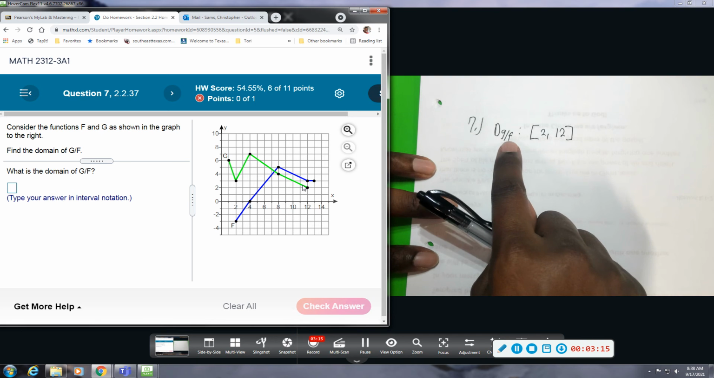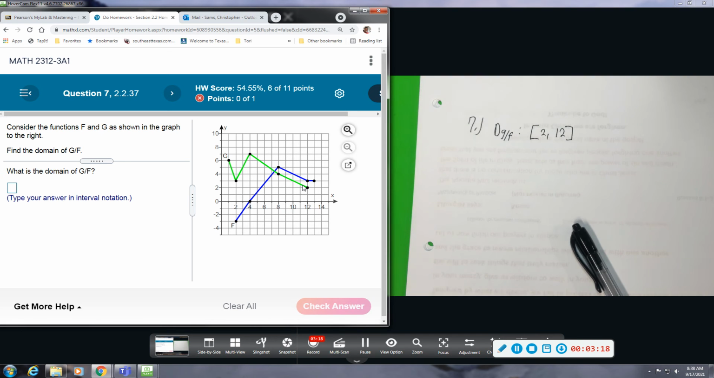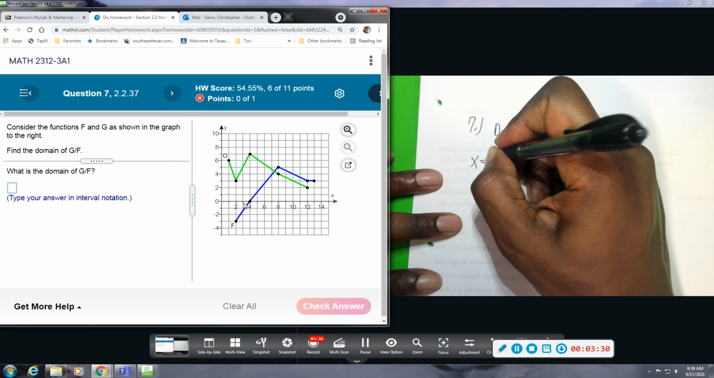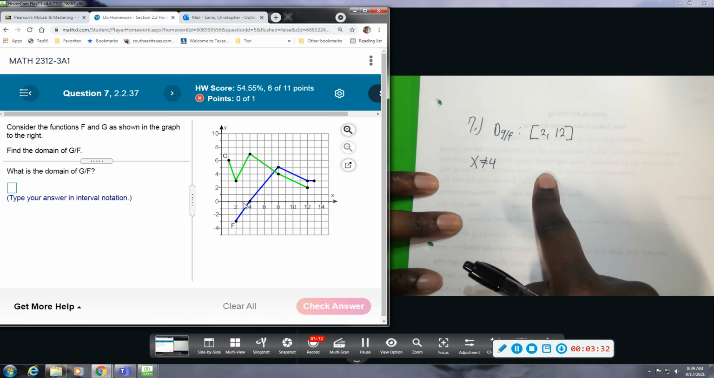We remove any values where f is 0. Okay, so where the y value is 0 in f. So the y value is 0 when x is 4. So we have to remove 4. x cannot be 4 because that makes the bottom 0.